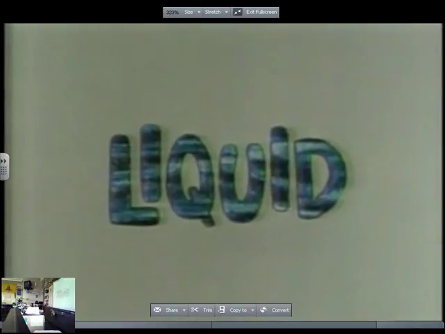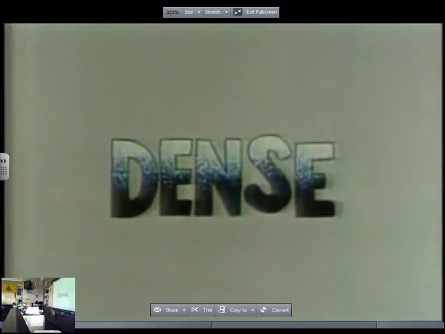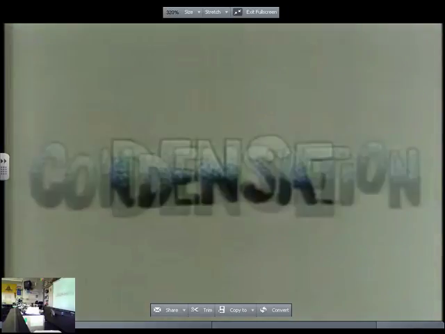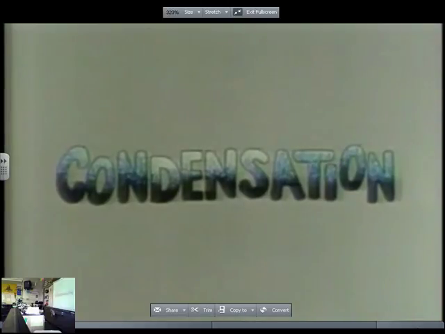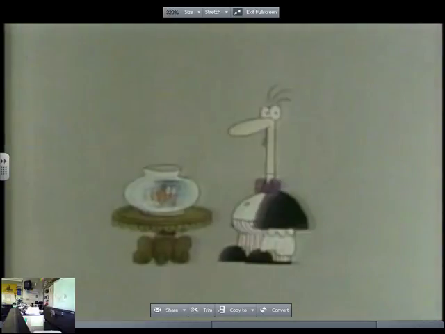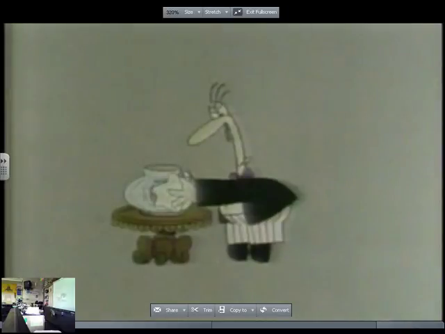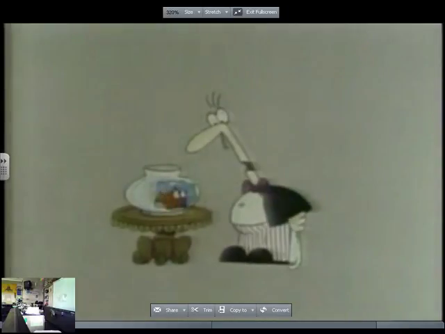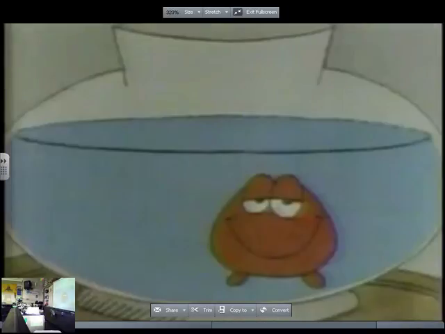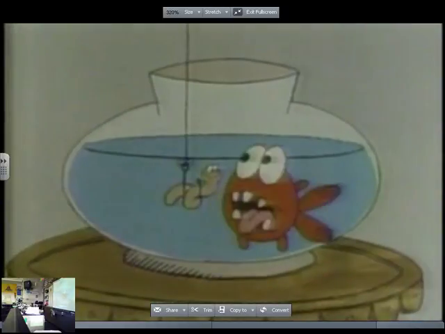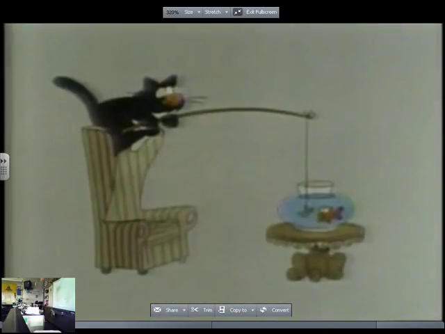Since the change from vapor to liquid is caused by the arrangement of molecules becoming more and more dense, this change of state from vapor or gas to liquid is called condensation. So when water isn't evaporating, water vapor is condensing. You can't win with goldfish bowls. Have you ever thought of keeping a cat?